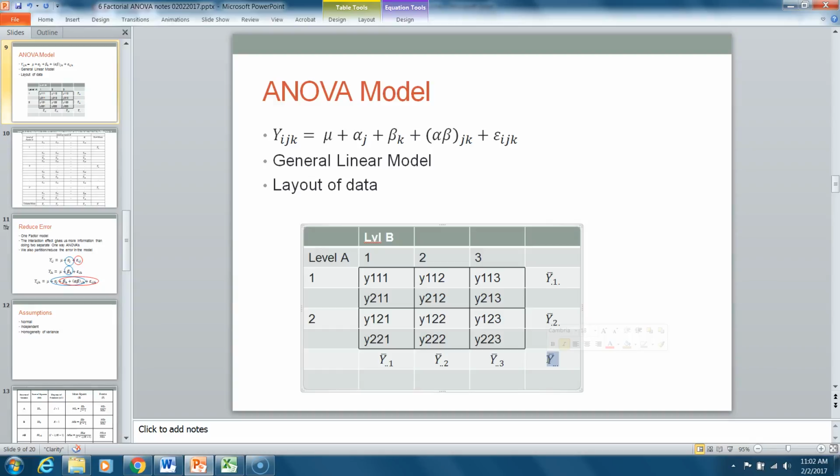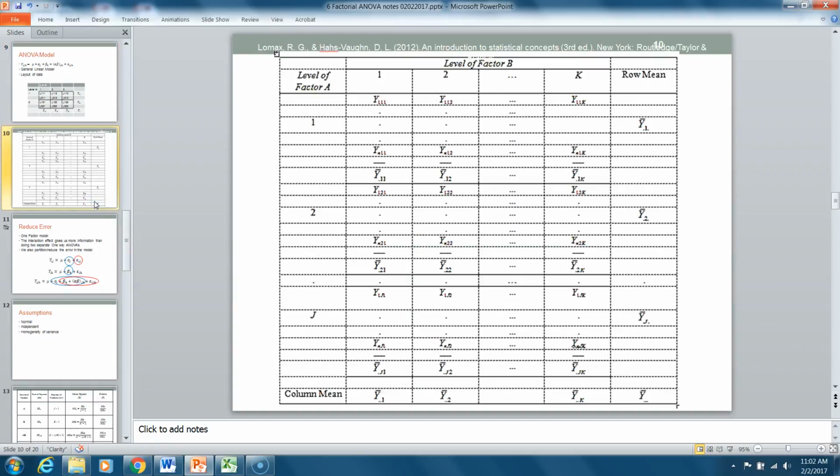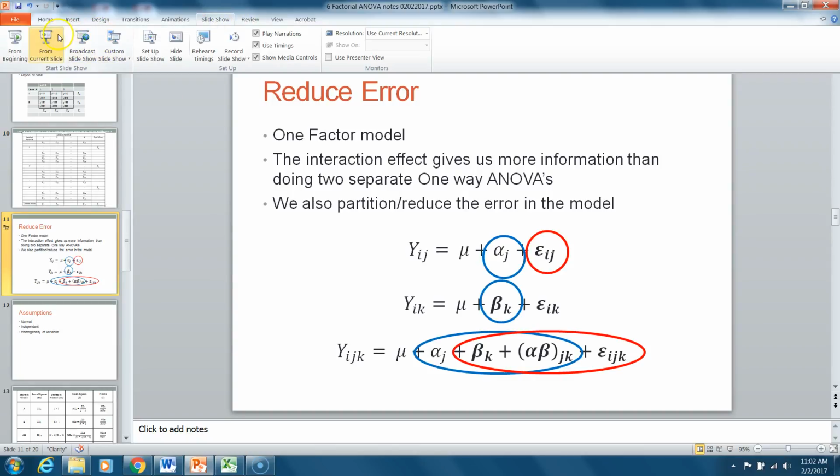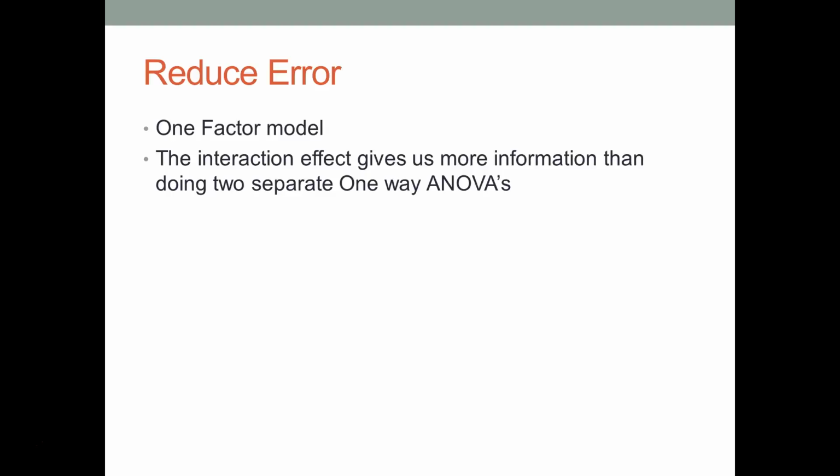I'll reiterate some of this slide in class as well. And another thing I do is I bring up Lomax and Hahs-Vaughn's table in the textbook. This shows you the same exact thing, just a little bit more robustly. I'm not going to go over it again, but I will follow up and touch on this in class a little bit. And in general, cells, and also in my other video for looking at interaction and main effects. All right, so let me go back to the slideshow. And how do we reduce error?